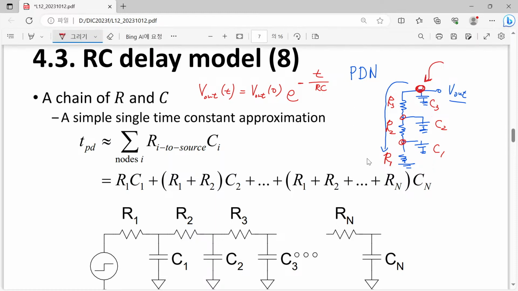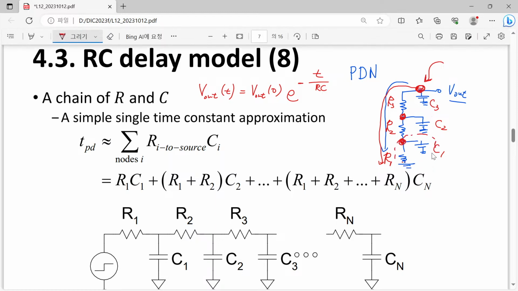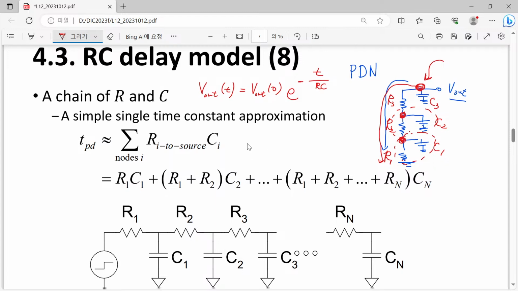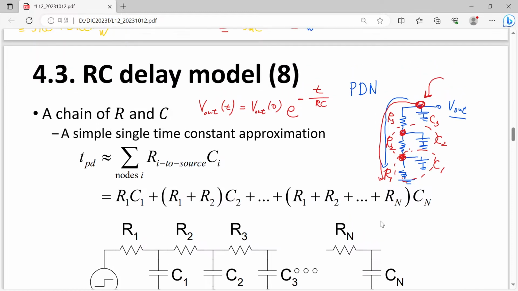Then we have to find the route to discharge or charge. In this case, what is the route? This is the route for discharge. Then we can find the intermediate nodes. In order to discharge, we must follow this route, and internally we can find another RC network and another RC network.